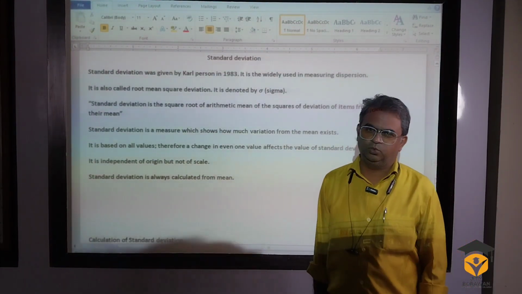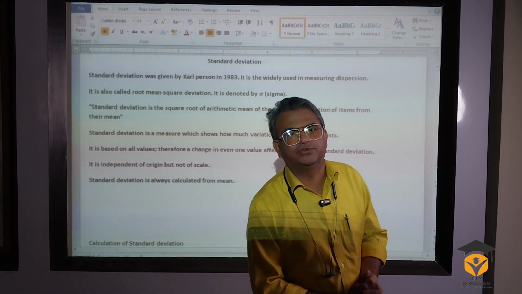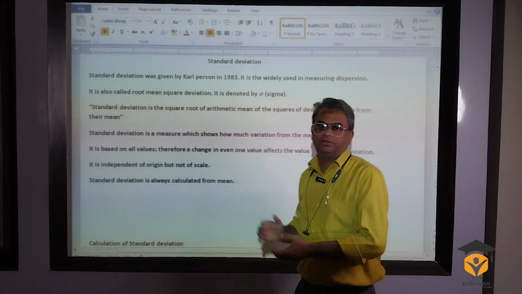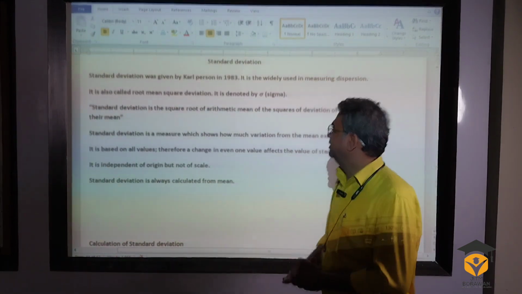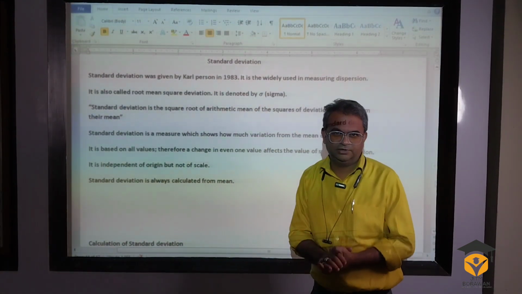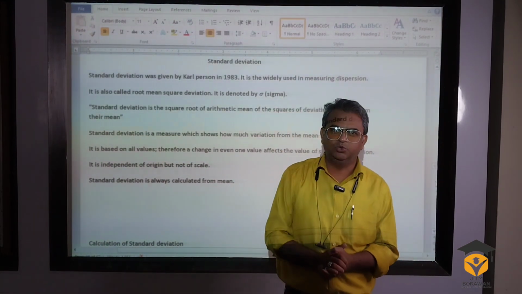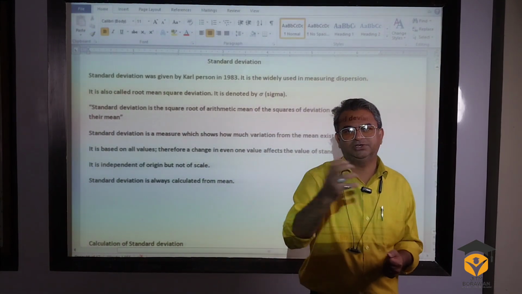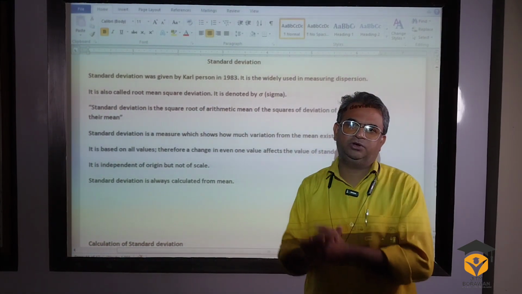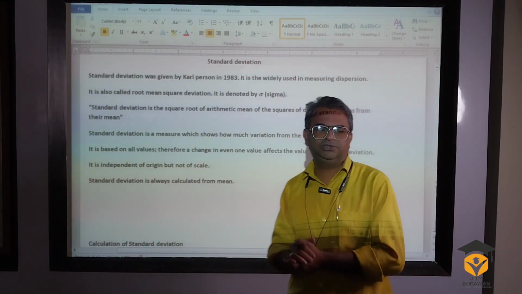A very good morning to one and all. In this particular lecture we will be studying another method for measuring the deviation, and that method is standard deviation. Students, this is the most commonly used method to measure the dispersion of a particular data. So what is standard deviation?